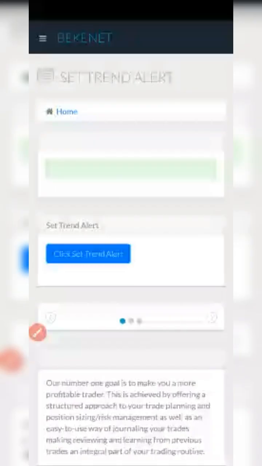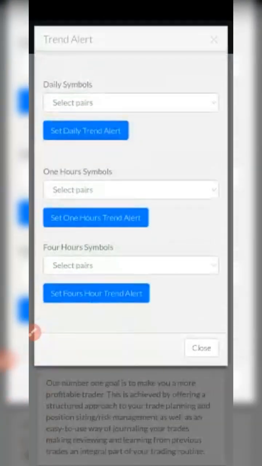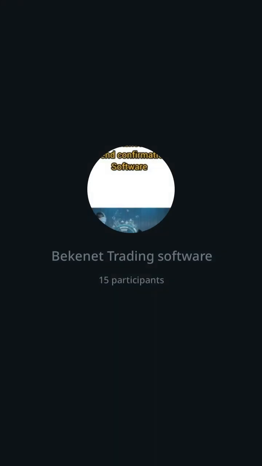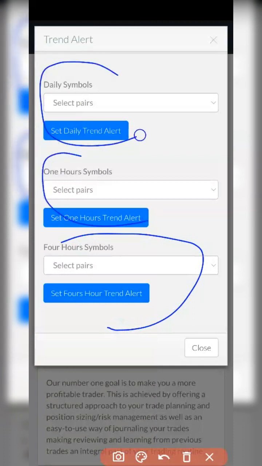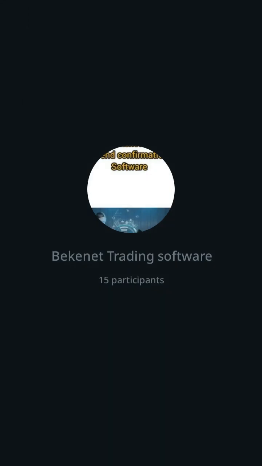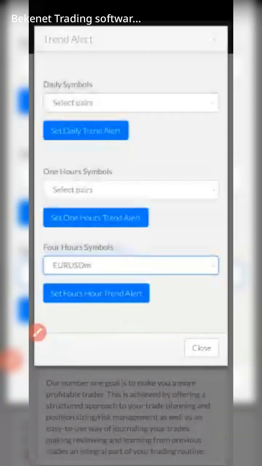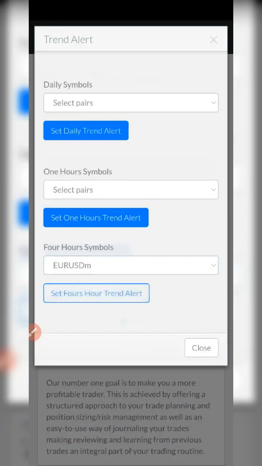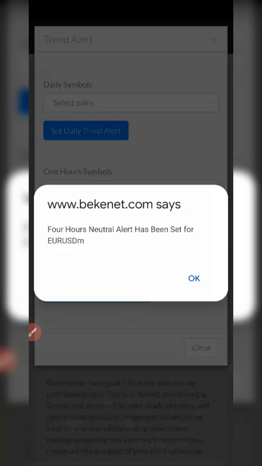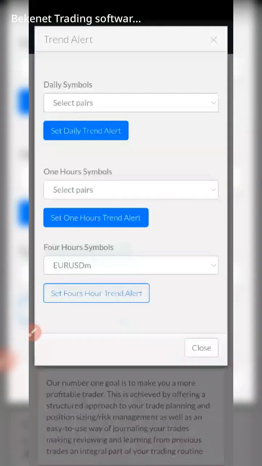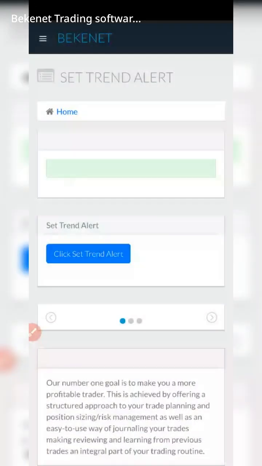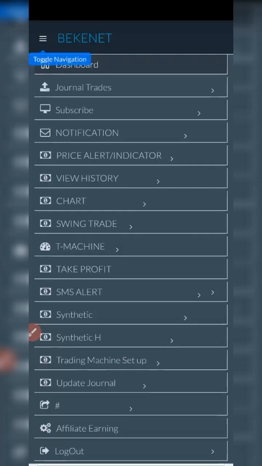Where did I spot that retracement? It was on the 4 hours time frame, because retracement can happen in 4 hours, in 1 hour, or in daily. It was from 4 hours. I'll now look for Euro USD. All I need to do is just set. The system will tell me that the 4 hours neutral alert has been set for Euro USD. Finished. So the system will now be doing what I'm supposed to be doing here.